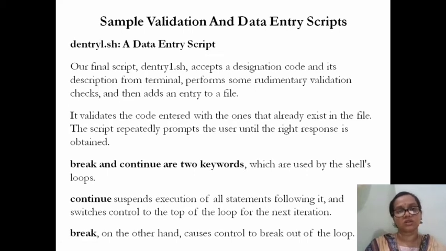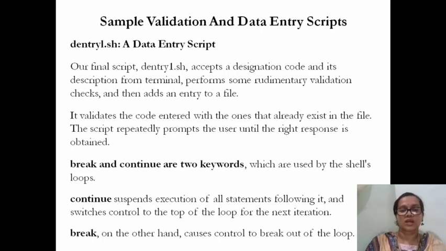And next is another one which is used for data entry. One more file which has been created is dentry1.sh. Our final script, the data entry script, accepts a designation code and its description from the terminal, performs some rudimentary validation checks and then adds the entry to a file. It also validates the code entered against the ones that already exist in the file. The script repeatedly prompts the user until the right response is obtained.